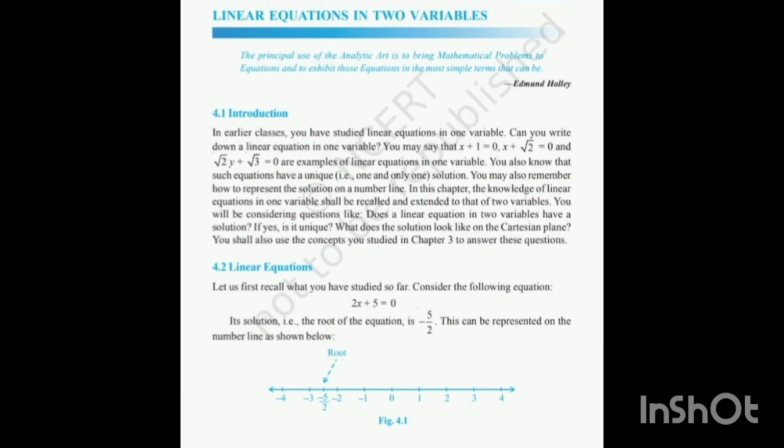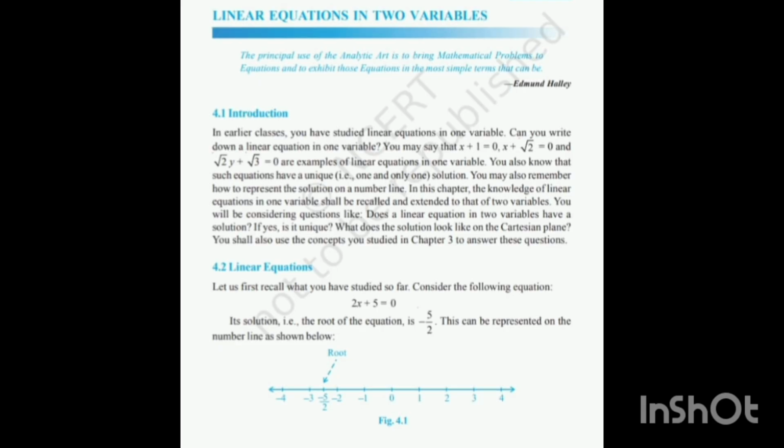Hello. So today we are going to learn linear equations in two variables. In this chapter, we have already studied linear equations in one variable. For example, x plus 1 is equal to 0, and the second example is root 2 y plus root 3 is equal to 0. So in these two equations there is only one variable at a time.